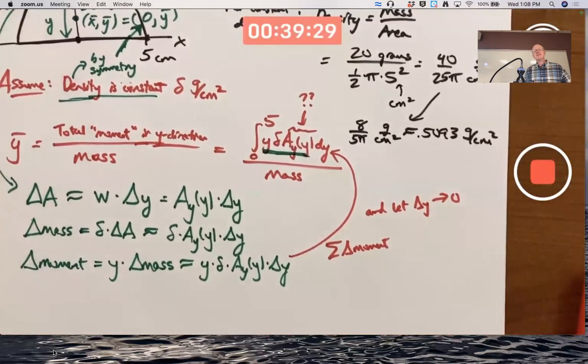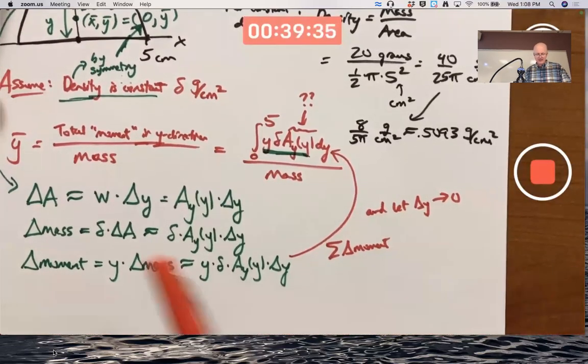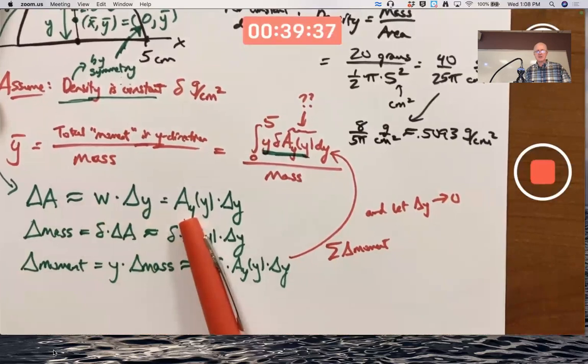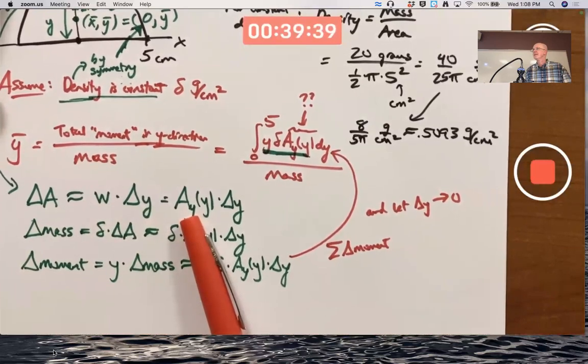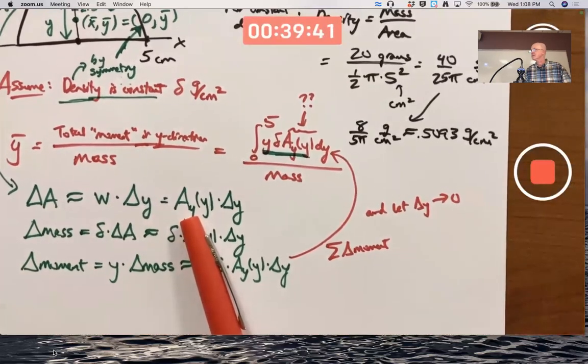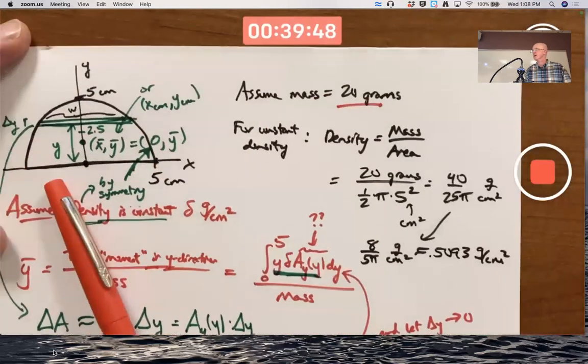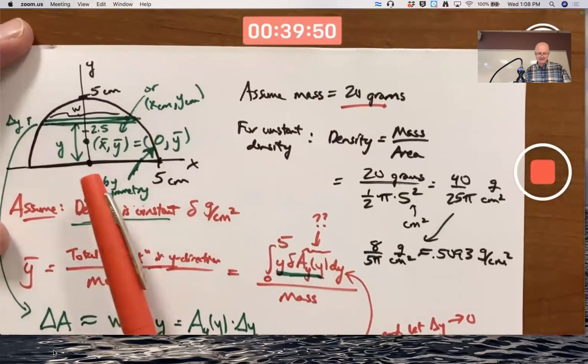But we still haven't completely figured out what to do yet, because we still need to figure out what W, the cross-sectional length, is. We haven't done that yet. That's where the fact that this is a semicircle comes into play. We haven't used the fact that it's a semicircle other than to say x bar is 0.